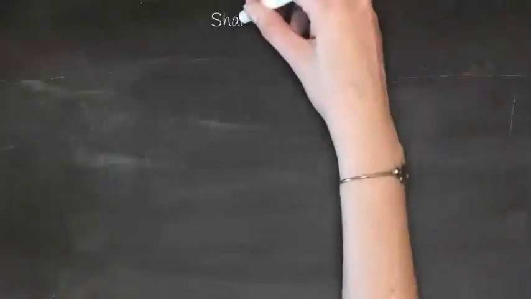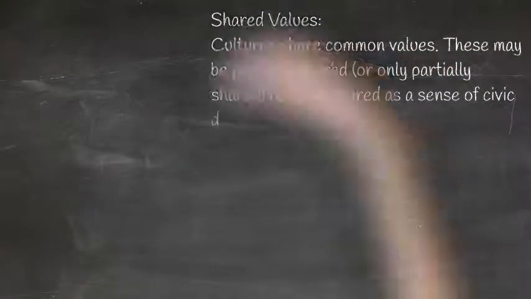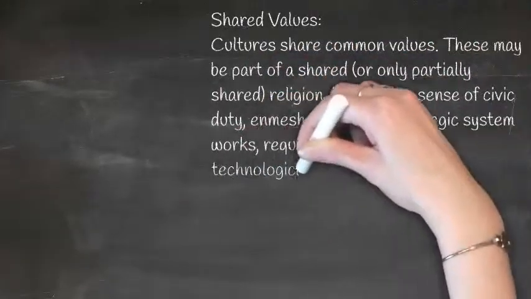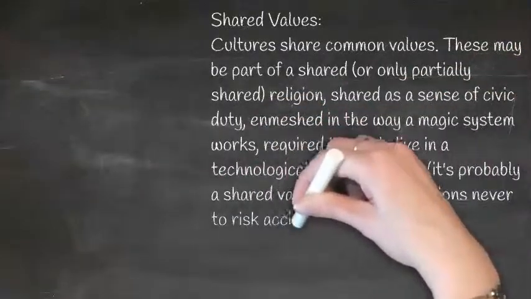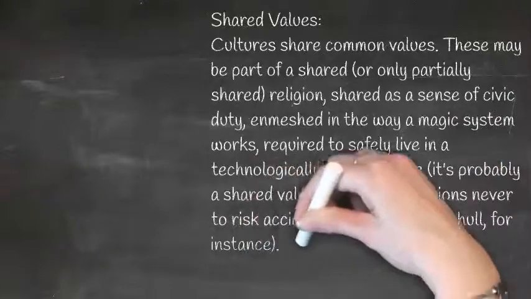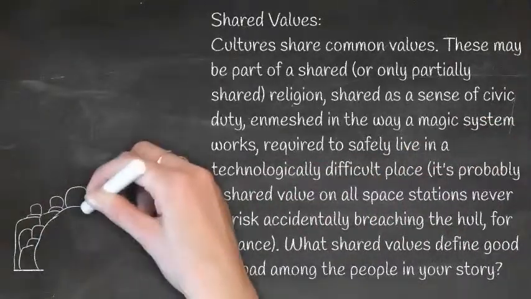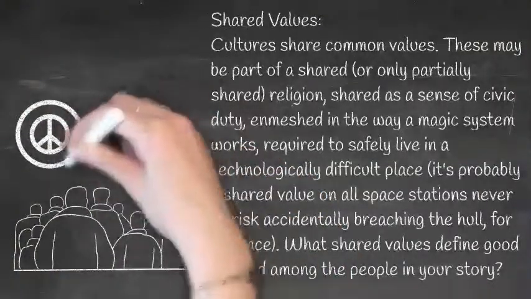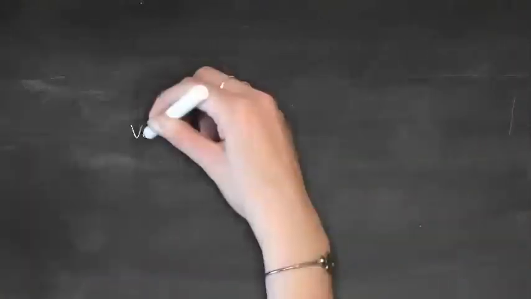Shared values. Cultures share common values. These may be part of a shared or only partially shared religion, shared as a sense of civic duty, enmeshed in the way a magic system works, required to safely live in a technologically difficult place. It's probably a shared value on all space stations, never to risk accidentally breaching the hull, for instance. What shared values define good and bad among the people in your story?